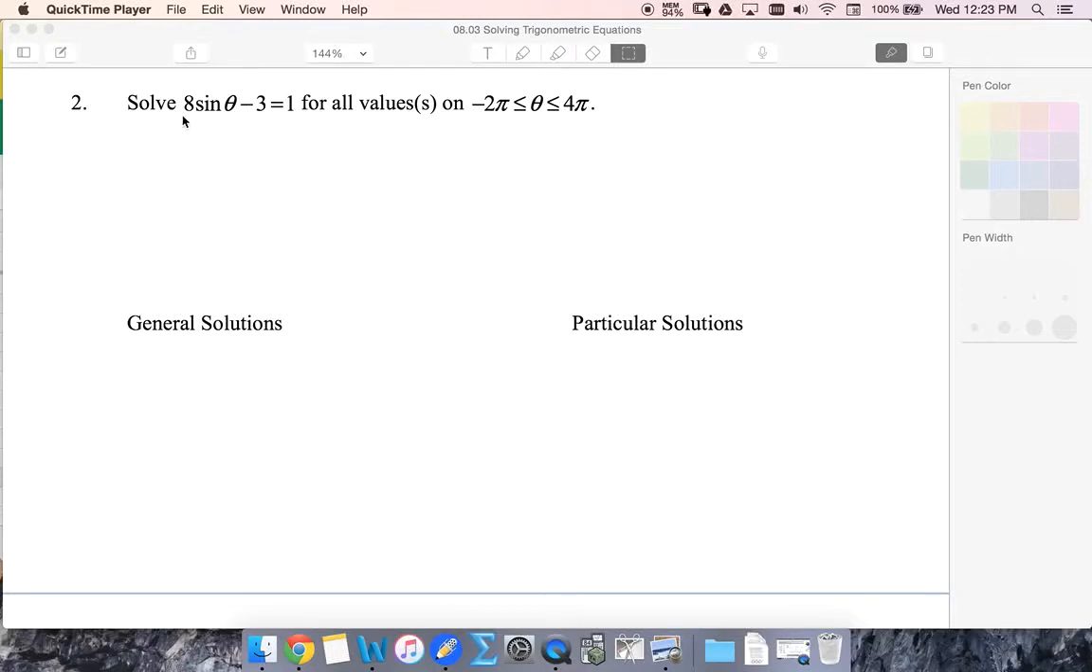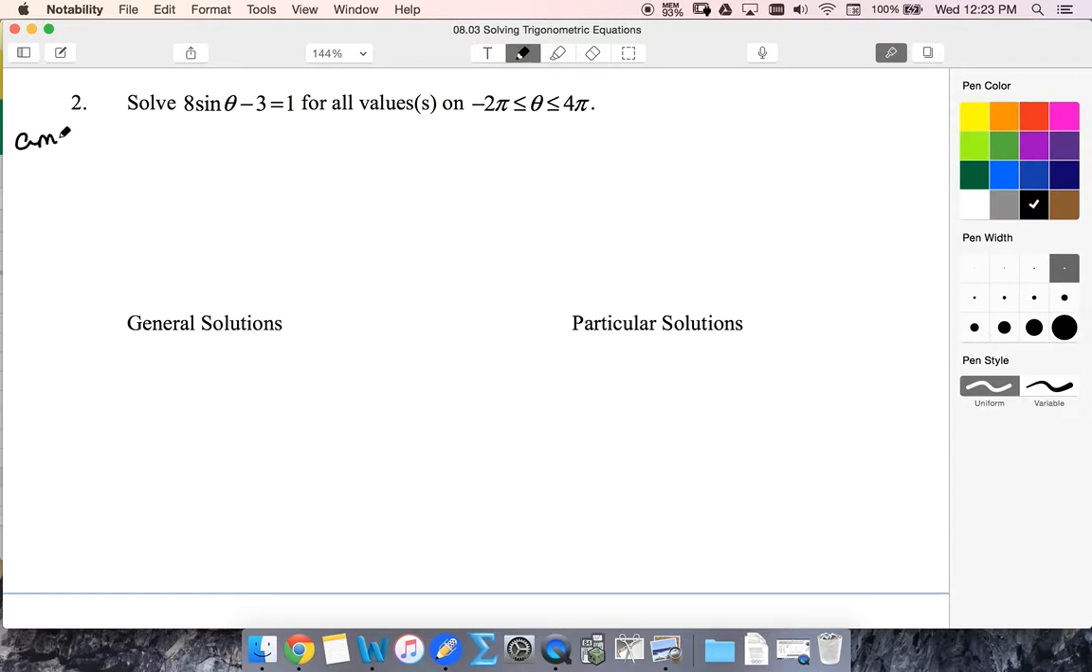All right, so now we're going to solve this equation in a fixed domain. I'm going to start by graphing this equation, 8 sine theta minus 3. So I know my amplitude is 8. My vertical shift is down by 3. My period, nothing is affecting the period, so that's 2 pi. And I have no phase shift.